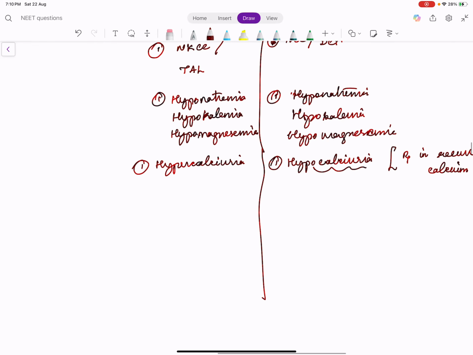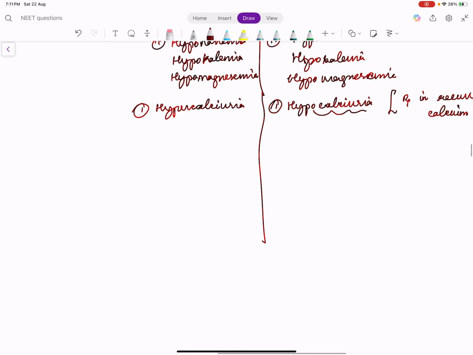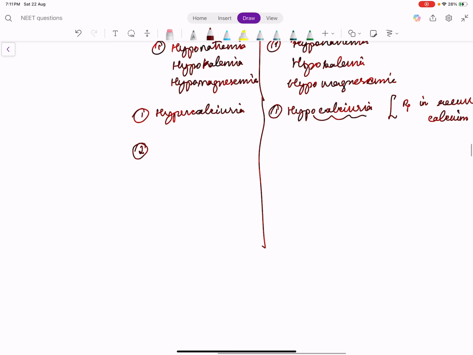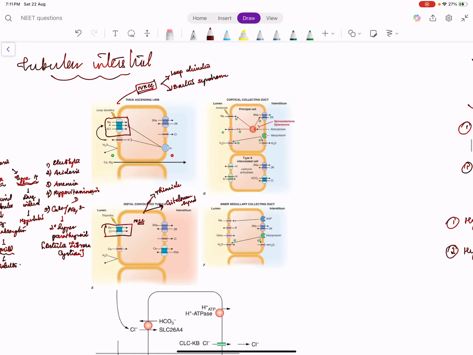Whereas loop diuretics are contraindicated in calcium stones because calcium is excreted in the kidney, causing renal stone, calcium stone formation. Since there is hypercalciuria in loop diuretic, there will be hypocalcemia, low calcium in the blood. Since there is hypocalciuria in thiazide diuretic, there will be hypercalcemia in the blood. It's not actually hypercalcemia, like calcium will be normal in the blood. So these are the differences between Bartter's and Gitelman syndrome.